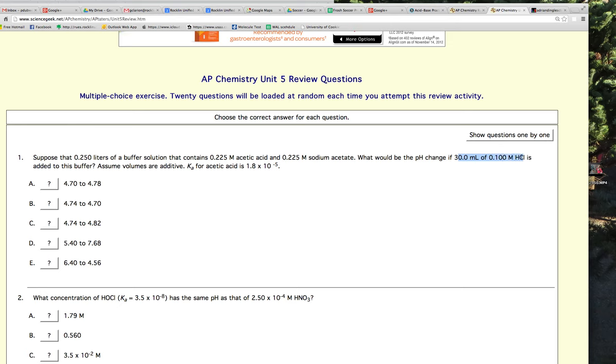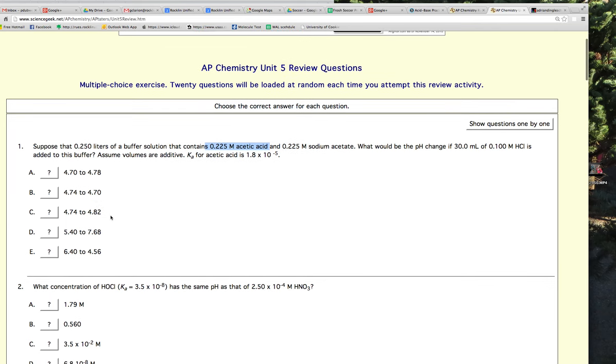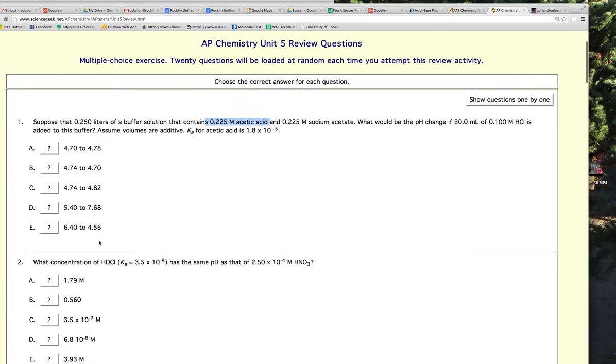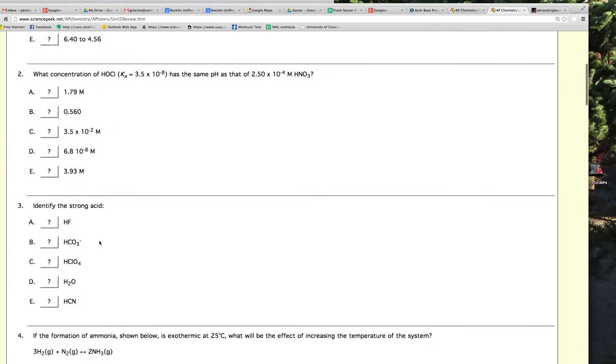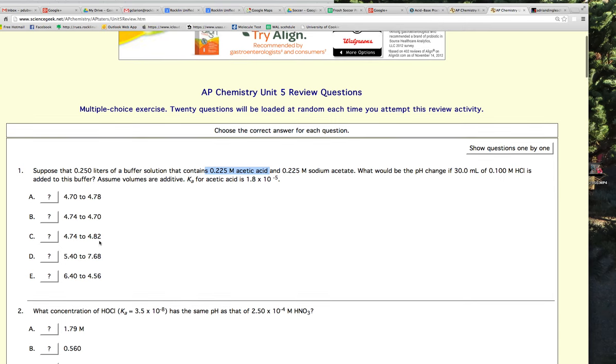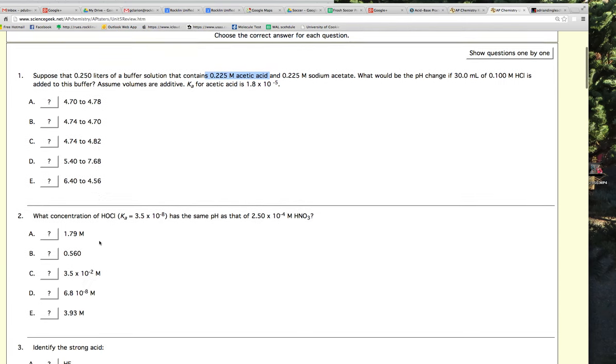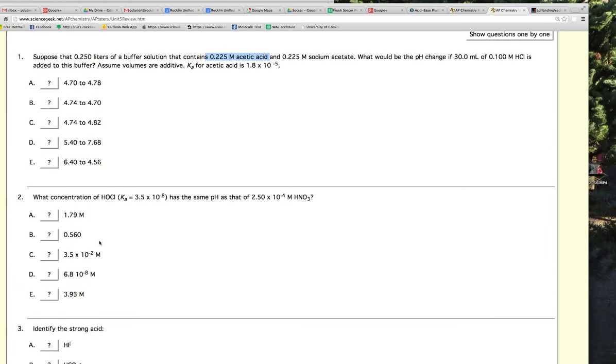If you're going to add an acid, you know that you're going to subtract it from the sodium acetate concentration. You're going to add it to the acetic acid solution, and you're going to solve it again. And he gives a range, which is kind of nice. These are multiple choice, but you can do them with a calculator.